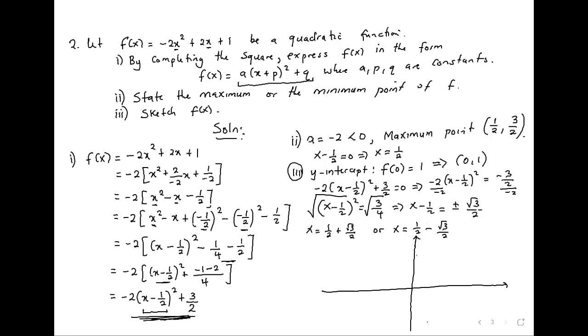So to sketch, the turning point is 1/2, 3/2, and it's a maximum. The intercept is 0, 1. So you come like this. This is 1. This one here, between this and this one, will be 1/2 minus root 3 over 2.